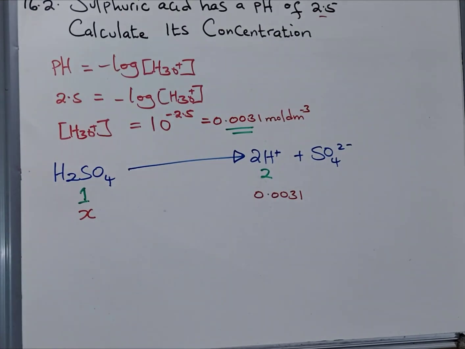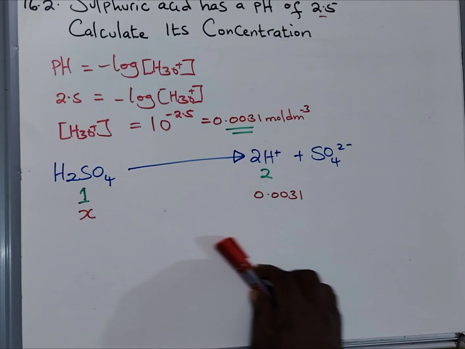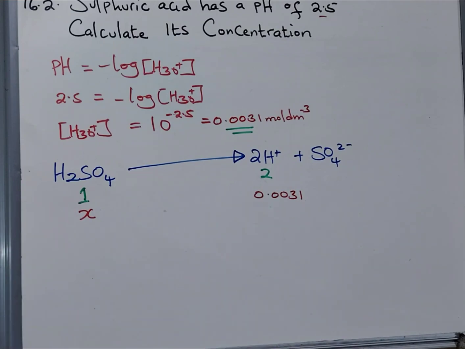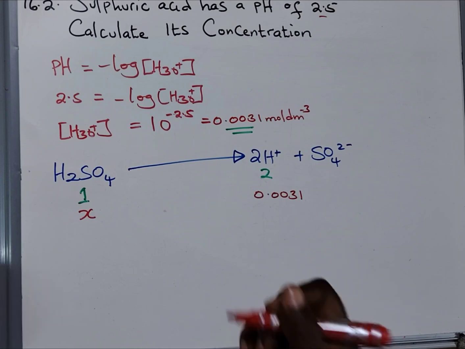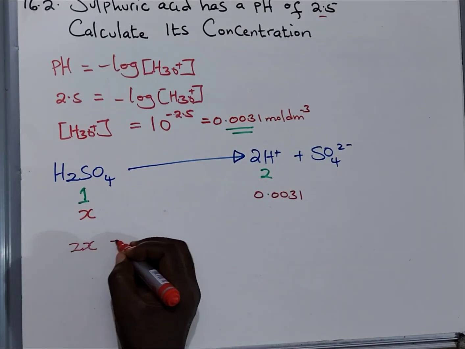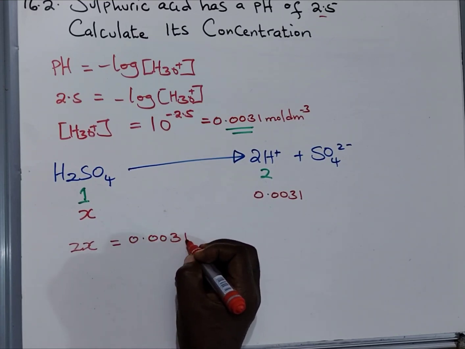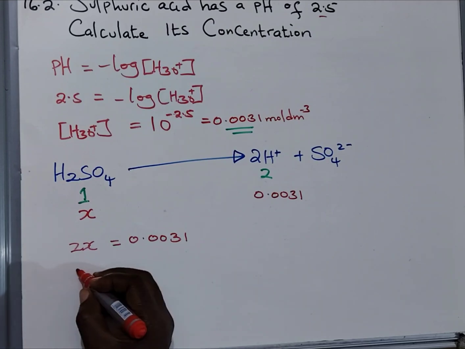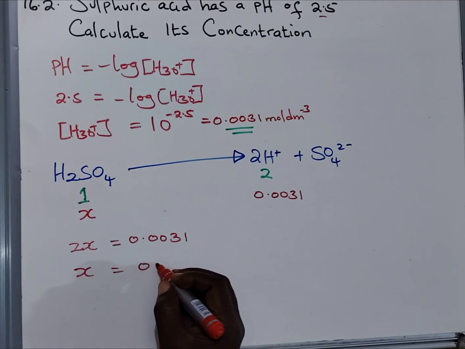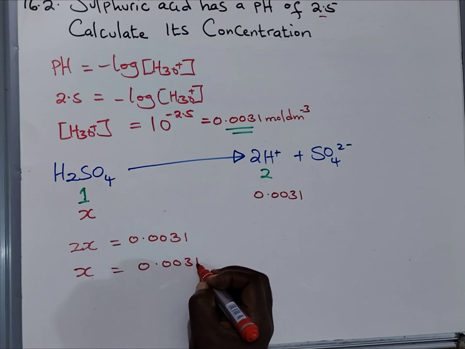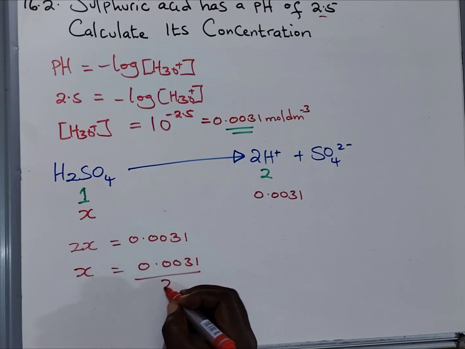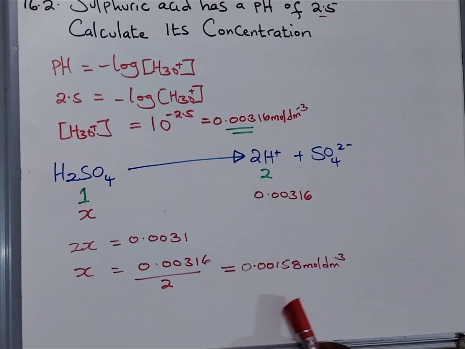From here, you have to remember that these are directly proportional ratios, which are solved by cross multiplication. So from here, we're going to say 2x is equal to 0.0031, giving us x, which is equal to 0.0031 over 2. So this is the concentration of sulfuric acid in moles per cubic decimeter.